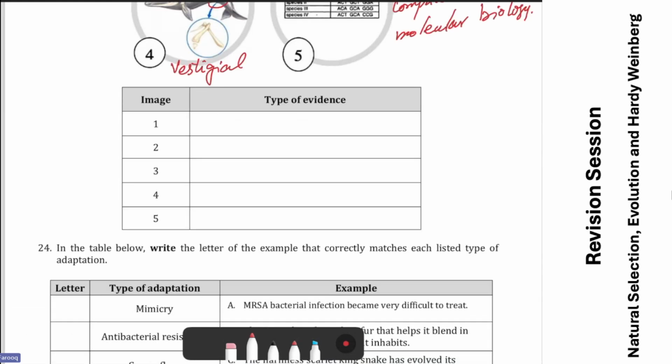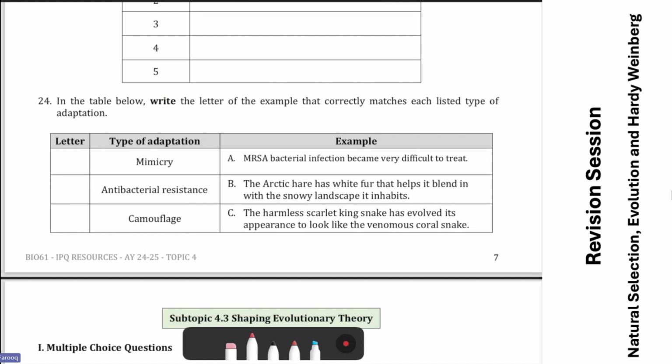Types of the evidence is very easy. Going down in the table below, write the letter. Mimicry is copying. So the harmless snake evolved its appearance to look like, look like means copy. Okay, so this is mimicry. MRSA, it's resistance, but bacteria. This is the antibiotic resistance. And camouflage, they blend. Look, I'm not reading them, but I'm looking for the keywords: blend, copy, resistant, difficult to kill them. So this is how all these help me to get the answer.